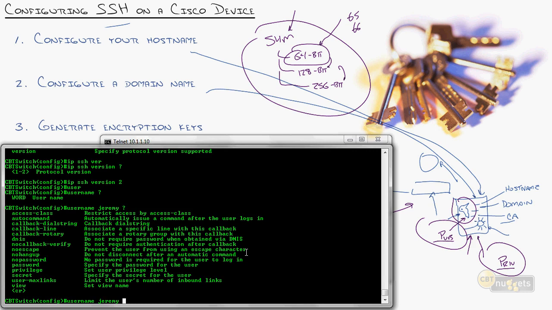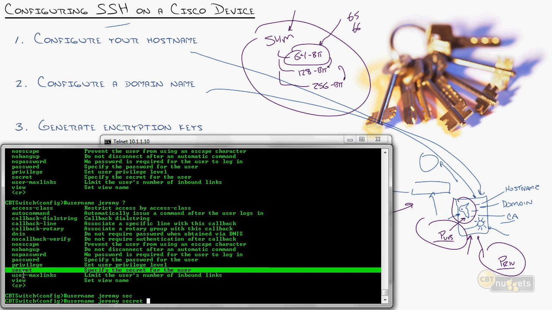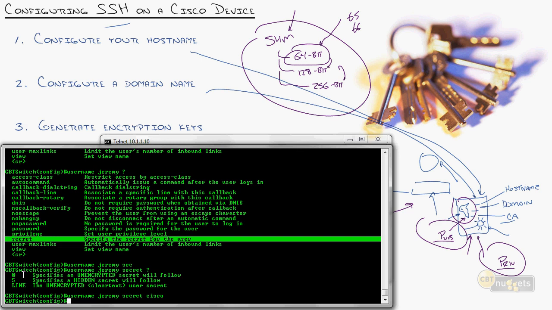So I'll do username Jeremy, and then from there I can type in either password to specify the password or secret to specify the secret. Now, just like the enable password or enable secret, it's much better if your device supports it to use the secret, because now the username and password will not be stored as clear text in the running config. So I'll say username Jeremy secret Cisco, just so I don't forget the password.